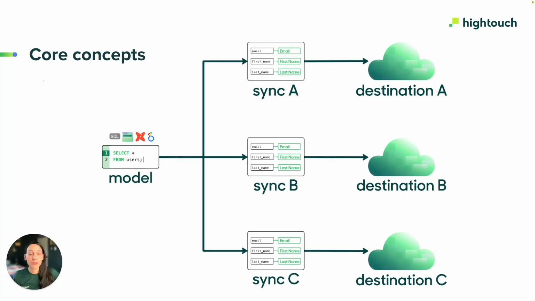You can build multiple sinks off the same model. For example, you can use a model containing customer data to configure sinks to sales, marketing, and support tools. Using the same data model ensures that all parts of your business are working off the same source of truth.